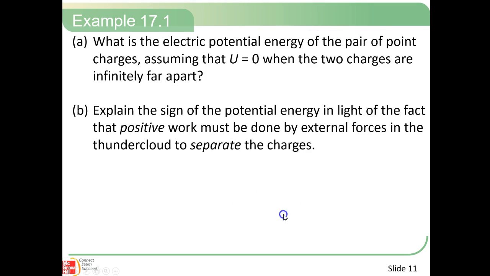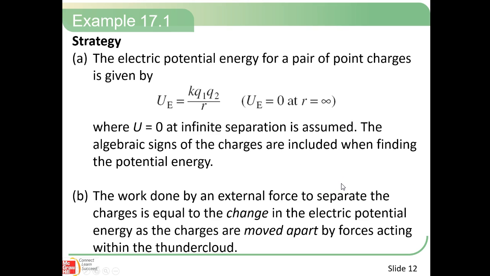They want to know in this, what is the electric potential energy of the pair of point charges, assuming that U equals 0 and the two are infinitely far apart. And then they want us to explain the sign of the potential energy in light of the fact that the positive work must be done by external forces in the thundercloud to separate the charges. So we've got to have something happen in order for those charges that we see in the previous slide to actually separate those charges out, so we have that separation of charge and then all the energy generated.